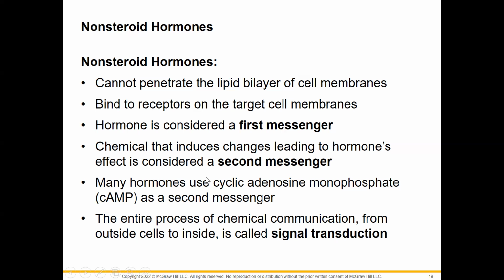All right. So cyclic AMP is basically a version of ATP with two of the phosphate groups removed. This then acts as a second messenger, a messenger on the other side, the internal side of the receptor, to then send a signal. The entire process of communication from outside of the cell to the inside of the cell, that whole process is called signal transduction.